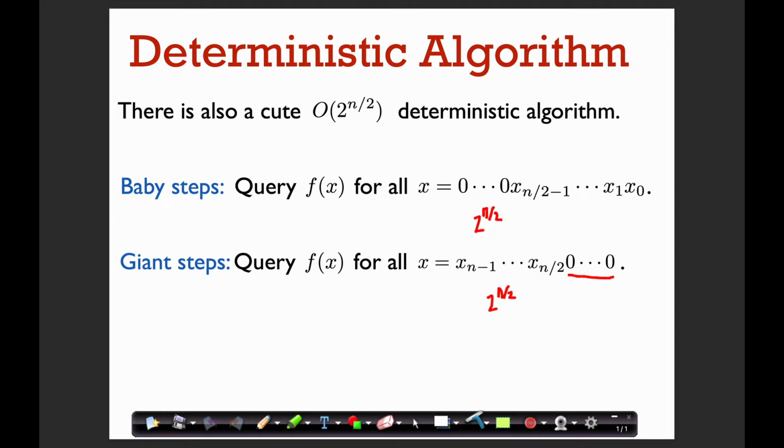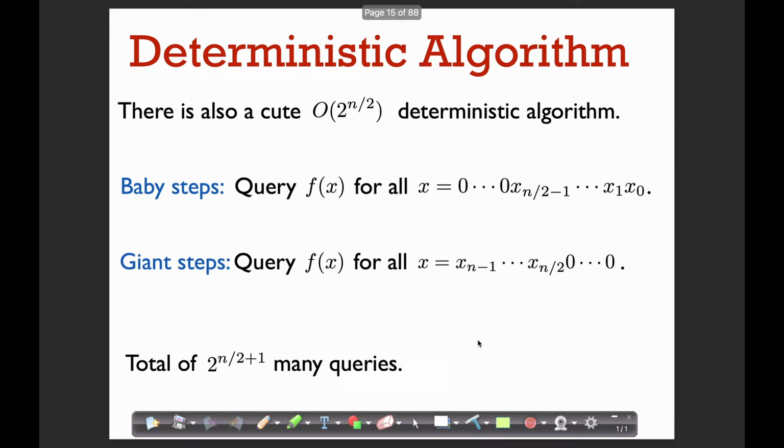Now once you've queried all these strings, you're actually guaranteed to find a collision. Let's think about why that is. Overall we make 2 times 2 to the n over 2 many queries there.